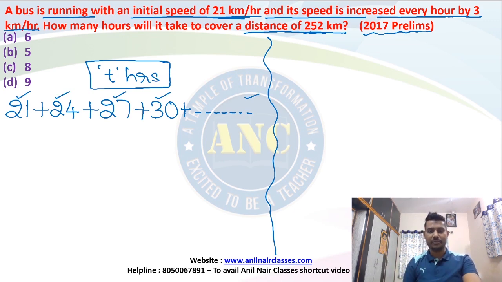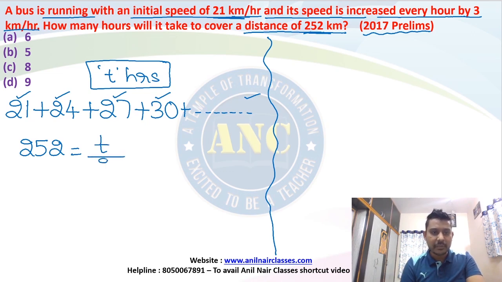When you add all the t terms, totally there are t terms in the series of this arithmetic progression. When you add all of them, the sum should become 252. How many terms you will get is the question they are asking. So I can say that the sum of n terms is nothing but 252, which is the total distance. N by 2, n is nothing but t by 2 in this question, because t is the total number of hours or total number of terms, into 2a, 2 into 21, which is 42, plus n minus 1.